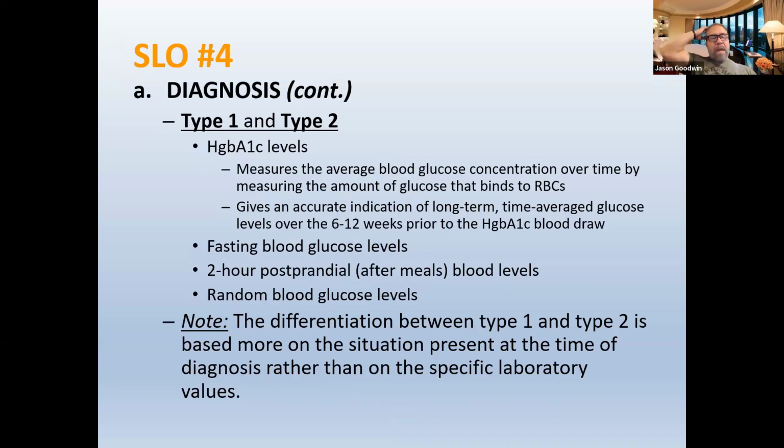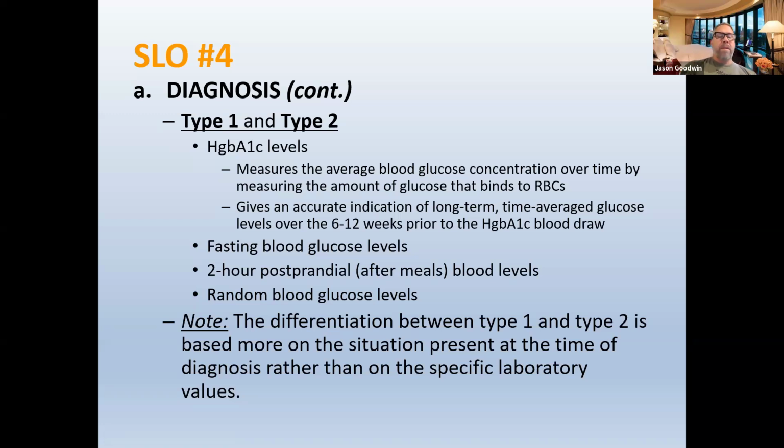Okay. How do we diagnose? We talked about this earlier. Hemoglobin A1C gives a 6 to 12 week snapshot in time. This measures the average blood glucose over time by measuring the amount of glucose that binds to RBCs. All right. So this is the gold standard in figuring out how you're doing on your blood glucose. And you can't manage your blood glucose for 3 days before you take it and expect it to change.